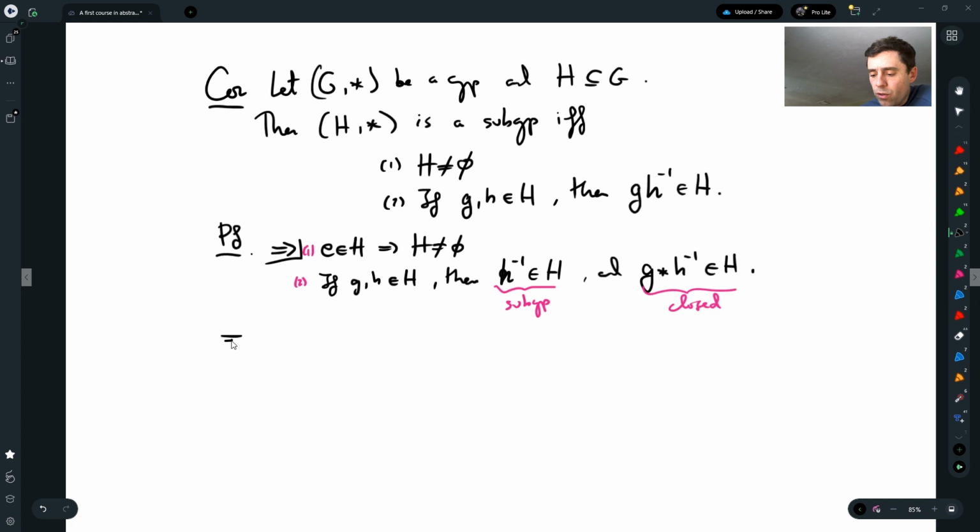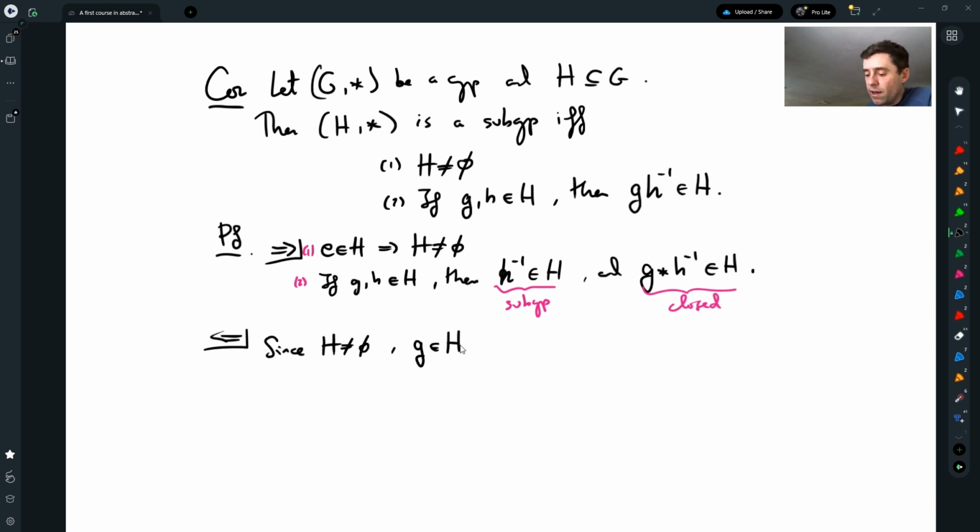So now let's go in the other direction. Let's assume that H is non-empty and it's closed in this sort of weird way, that g times h inverse is in H. So first of all, since H is non-empty, I'm assuming conditions 1 and 2, we have something in H, and by 2, g times g inverse is in H. I'm taking h also to be g, but g times g inverse, that is the identity. So the identity has to be in H.